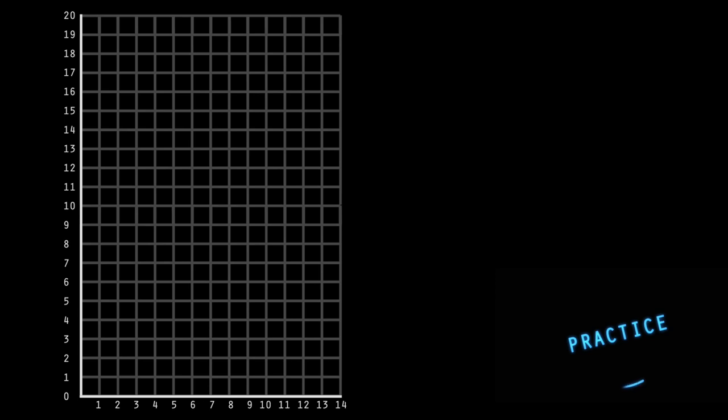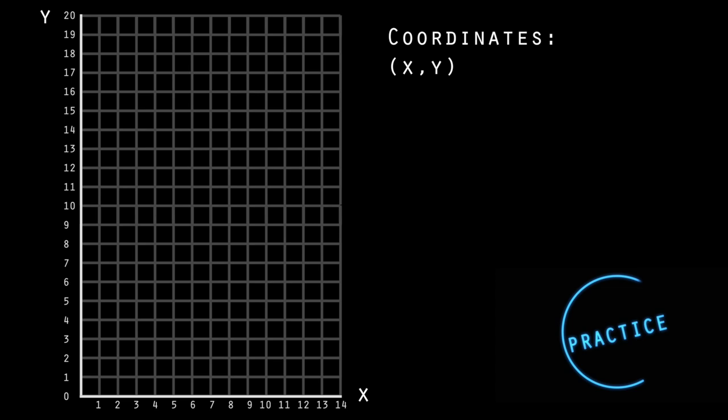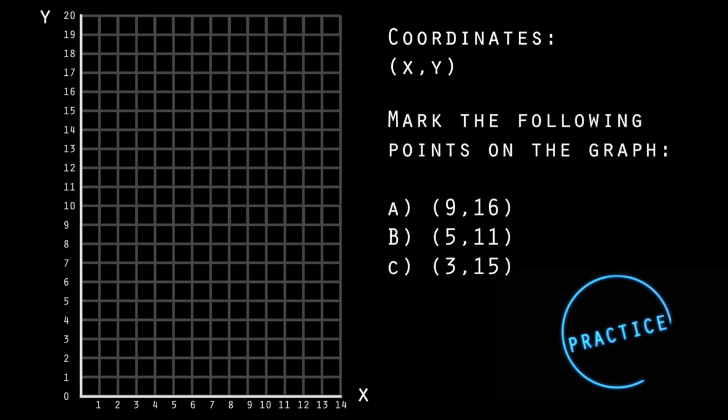This grid has numbers along the bottom. We call this the x-axis, and numbers along the side, the y-axis. We call the references coordinates, and they always give you the x-axis number first and the y-axis number second. If you're using the sheet that comes with the video, mark with an x the following points. If you don't have the sheet, point at the right place on the screen. Pause now. Here come the answers.